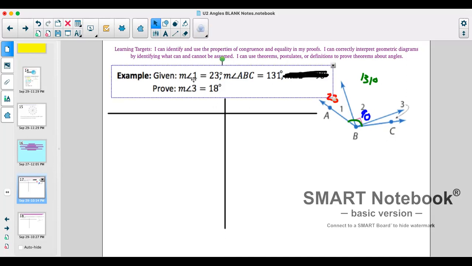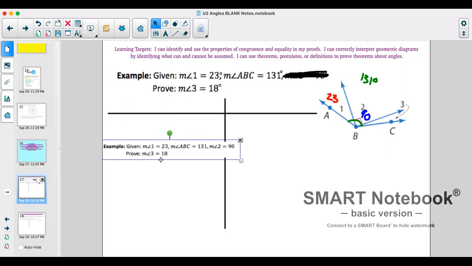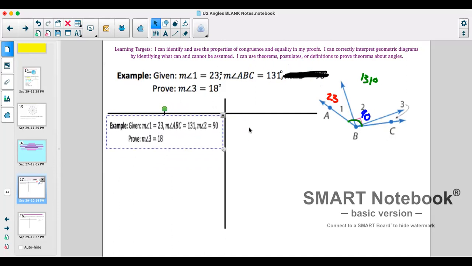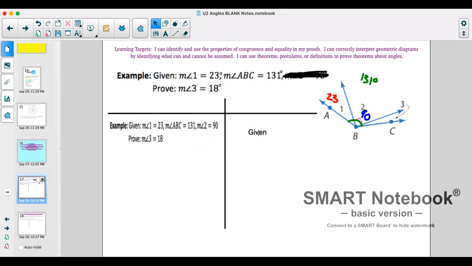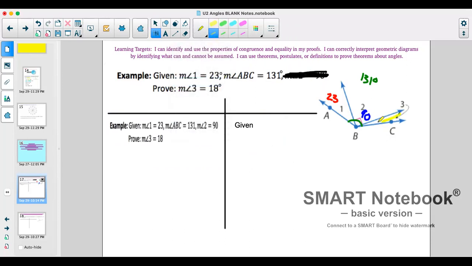Okay, so here we go. I'm just going to copy that and I'm going to move it down here as my first step. And the reason why is because it is given to me. Okay. And so I want to prove, remember, this is a proof, so we already know the answer. We have to explain why. Why is the measure of angle 3 18 degrees? Prove it, explain it, justify how that answer gets there.